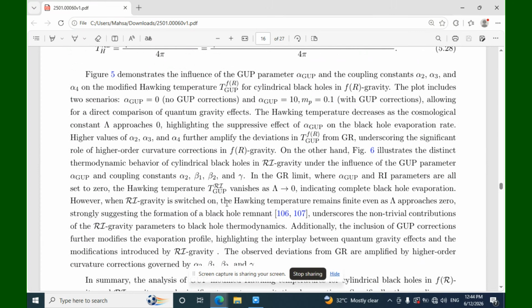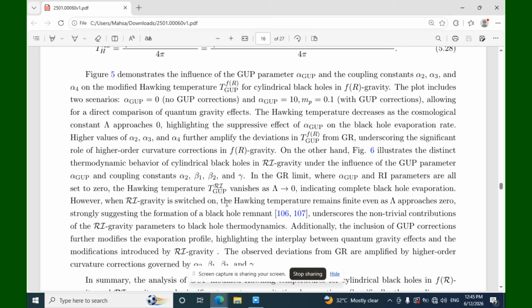The Hawking temperature decreases as the cosmological constant approaches zero, highlighting the suppressive effect of alpha GUP on the black hole evaporation rate. High values of alpha 4 further amplify the deviation in T GUP to the power of FR from general relativity, underscoring the significant role of higher order curvature corrections in FR gravity.